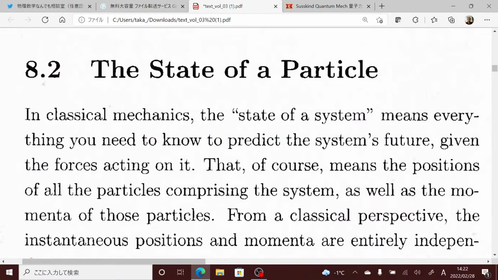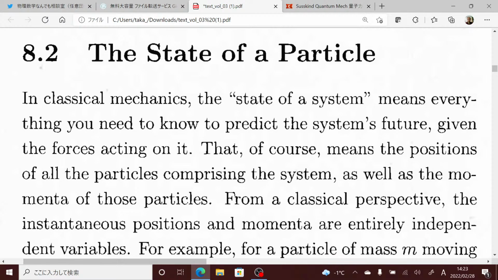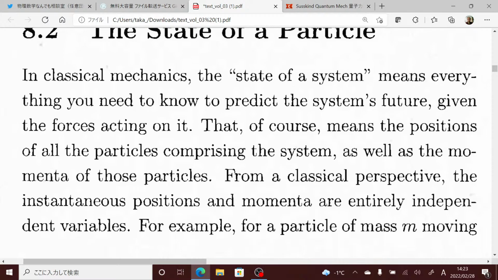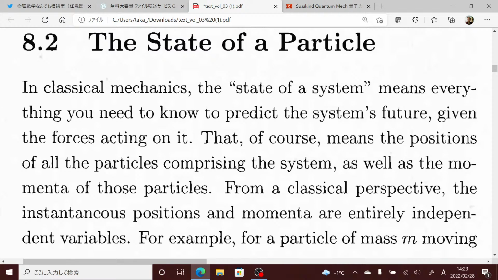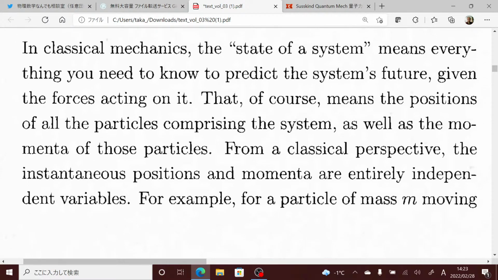I go to the next section, the state of a particle. In classical mechanics, the state of a system means everything you need to know to predict the system's future, given the forces acting on it. That, of course, means the positions of all the particles comprising the system, as well as the momenta of those particles. From a classical perspective, the instantaneous position and momenta are entirely independent variables.